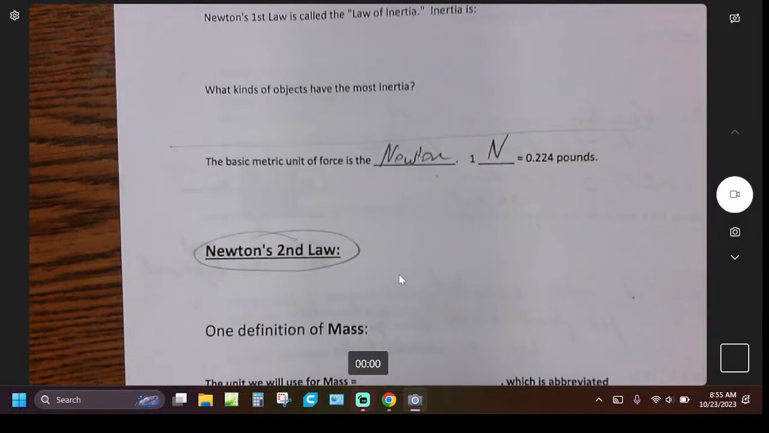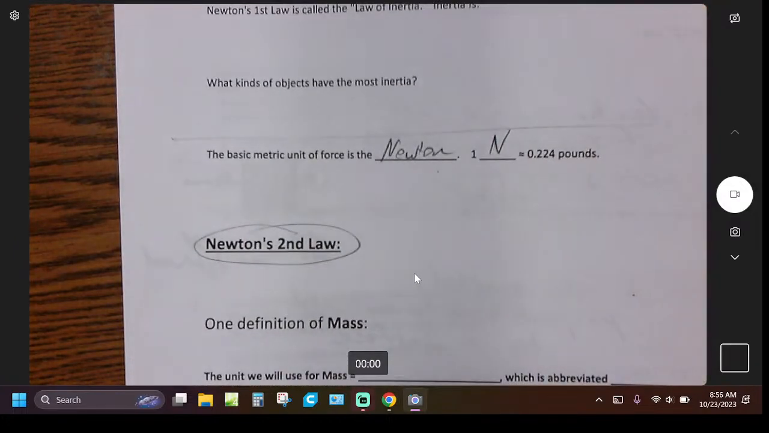Some things that are about a quarter of a pound are an average banana, apparently. We were trying to find things a quarter of a pound. I used to use an example of a raw hamburger patty. If you imagine lifting a raw hamburger patty in your hand, that's about a Newton of force that you would have to use to hold it up.